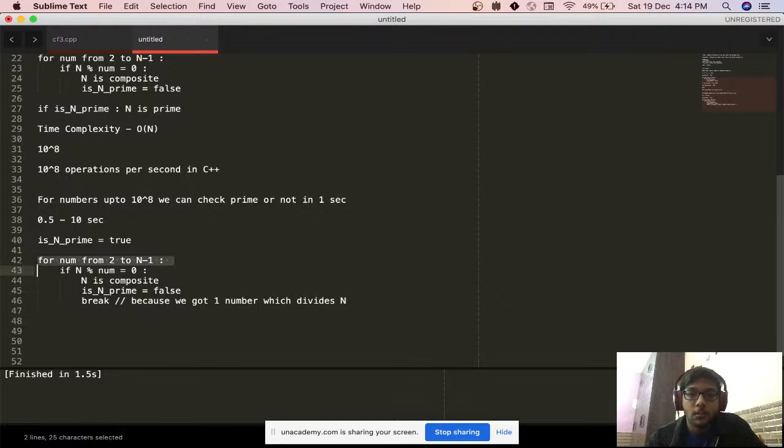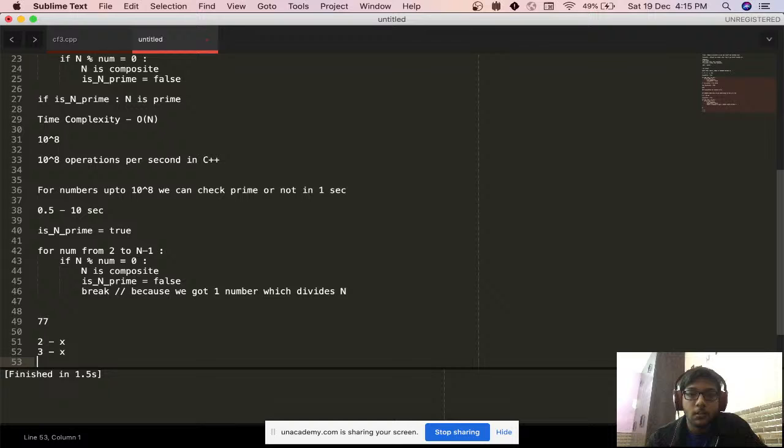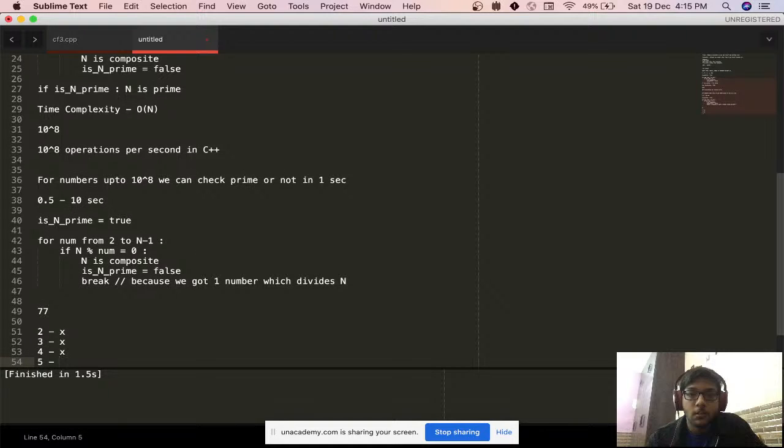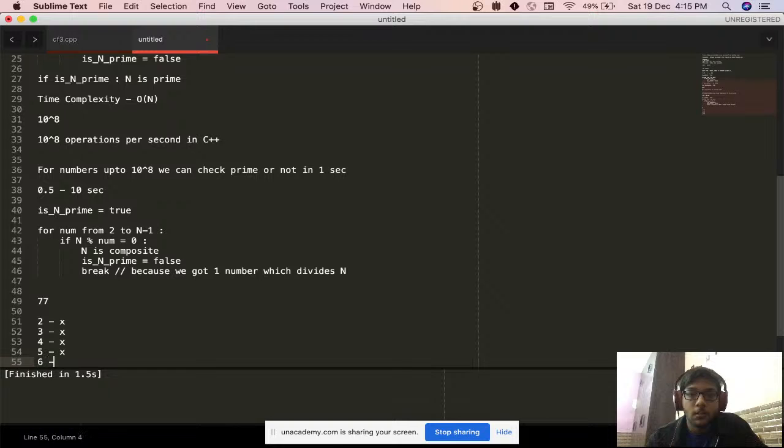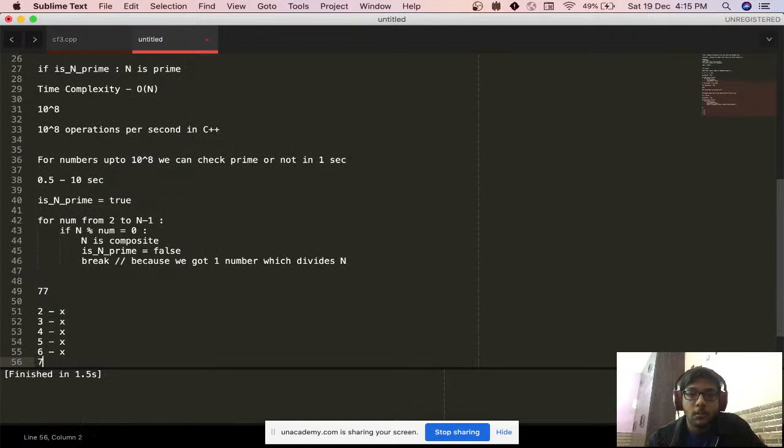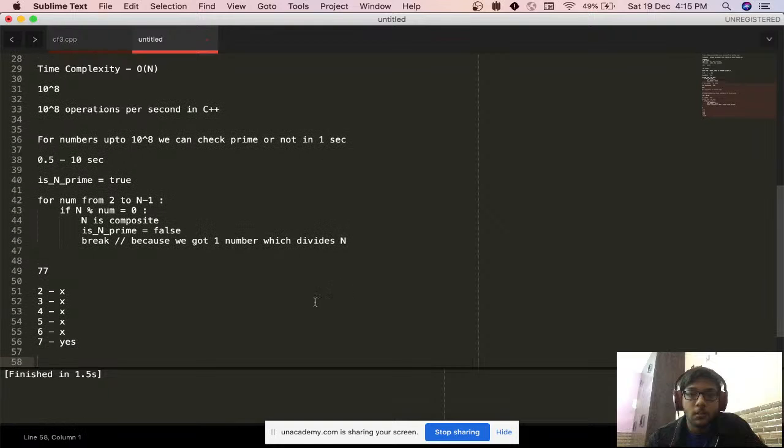So now let us analyze why this is interesting. Let us try a dry run on some numbers. Let's say we dry run it on 77. Okay, let's check whether 77 is prime or not. We check by 2, not divisible. We check by 3, not divisible. We check by 4, not divisible, 5 not divisible, 6 not divisible, 7, yes, it's divisible by 7, so we break.